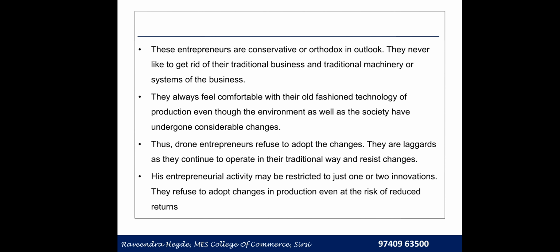Their entrepreneurial activity may be restricted to just one or two innovations. They refuse to adopt changes in production, even at the risk of reduced returns. If Fabian entrepreneurs are lazy in nature in adopting new methods, drone entrepreneurs are more rigid than Fabian entrepreneurs. They resist changes. They may close down their business, but they don't accept changes. Drone entrepreneurs refuse to adopt changes.